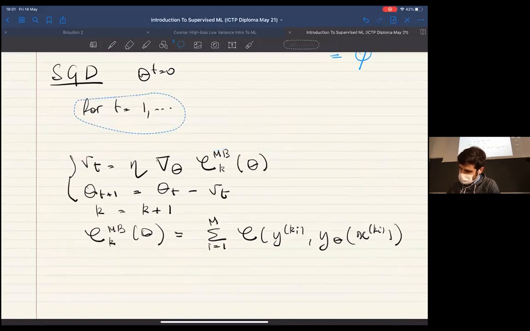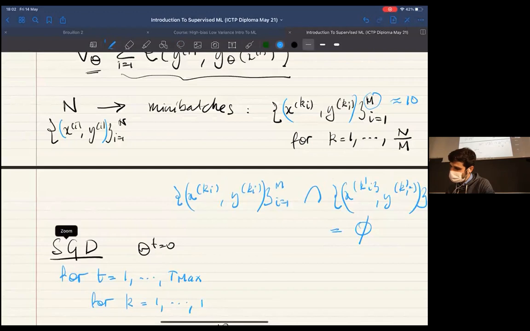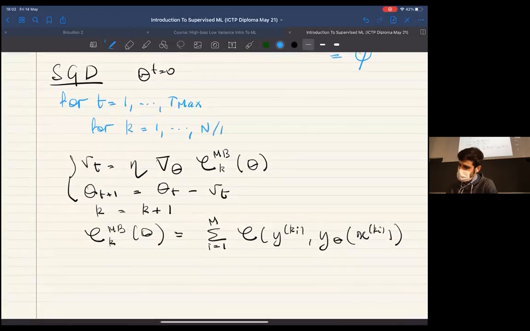So I will do, for, let me call it, t equal 1 to t max. Okay. And then you have another sub loop here, which would be a for the mini batch index k going from 1 to, we said the number of mini batches is what we called n over m. M is the number of samples inside a mini batch. M is small, okay? This is the number of mini batches.